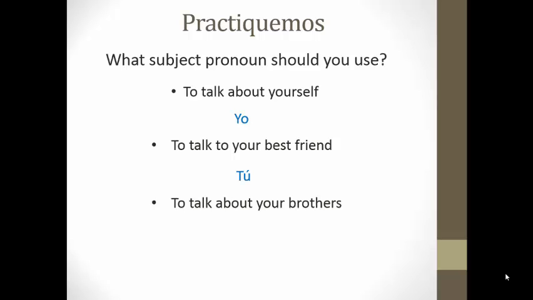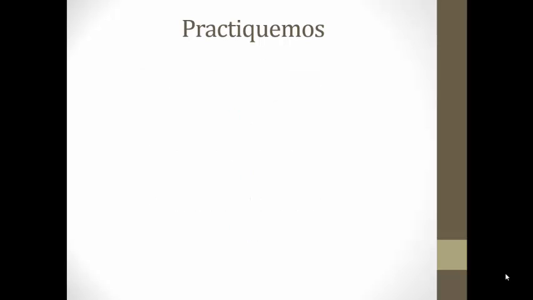Which subject pronoun should you use to talk about your brothers? Okay, now you're not talking to them, you're talking about them. And they are both male. Ellos is the best choice. Ellos means they. So if you're talking about your brothers to someone else, you would say they, and ellos, because they are both boys.